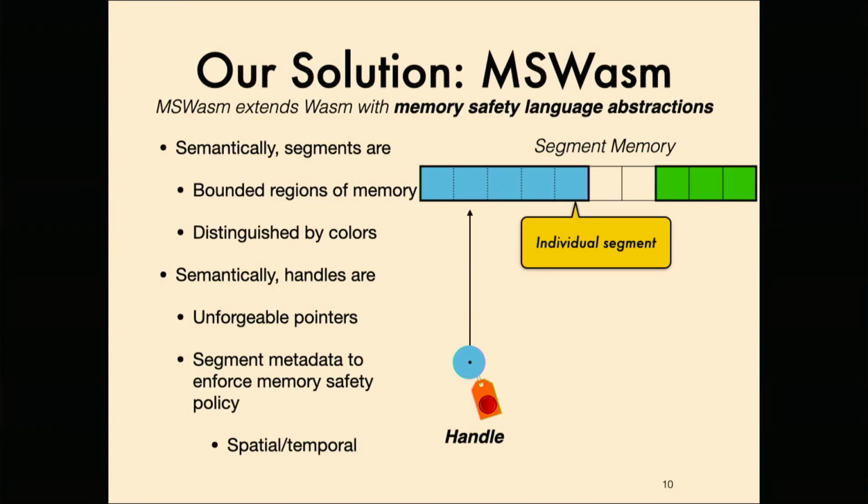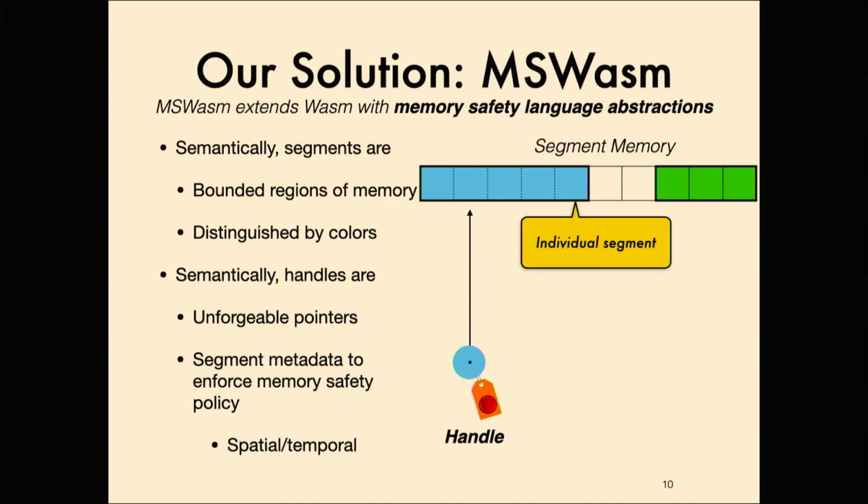I want you to know that, theoretically, segments are distinguished by colors. This is a theoretical tool, and the implementation could be different. But what this means is that if you're familiar with the pointer provenance work, the colors serve the same purpose of tracking pointer provenance. I'll get back to the notion of color again in later slides.